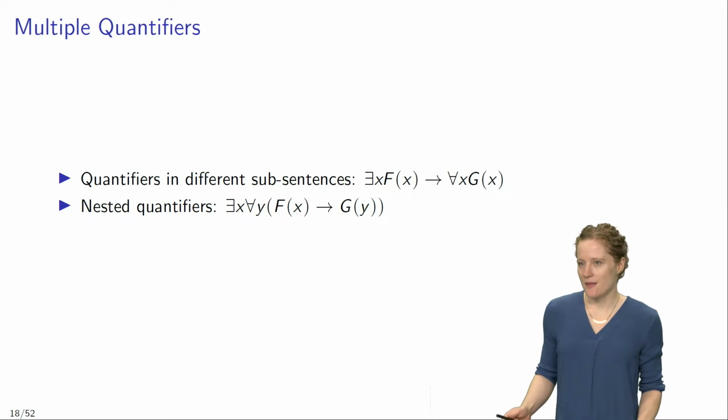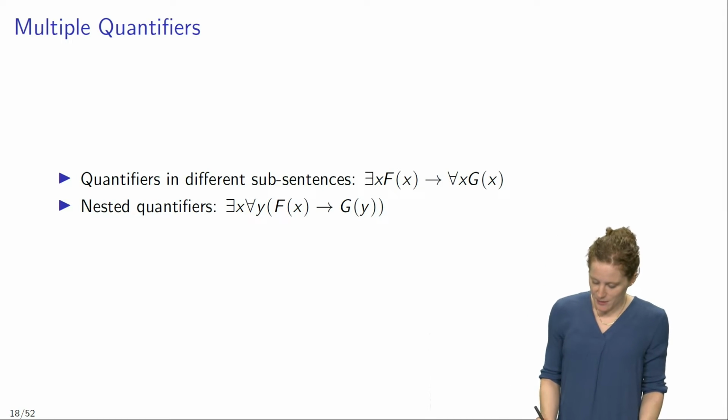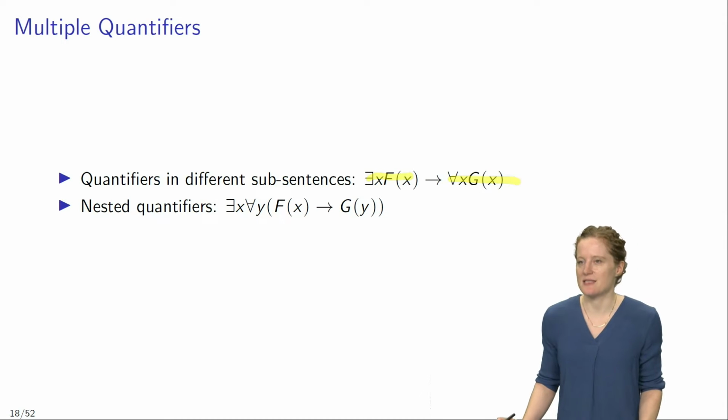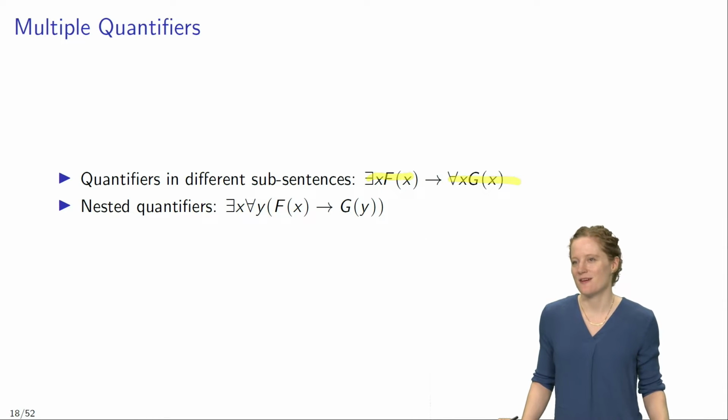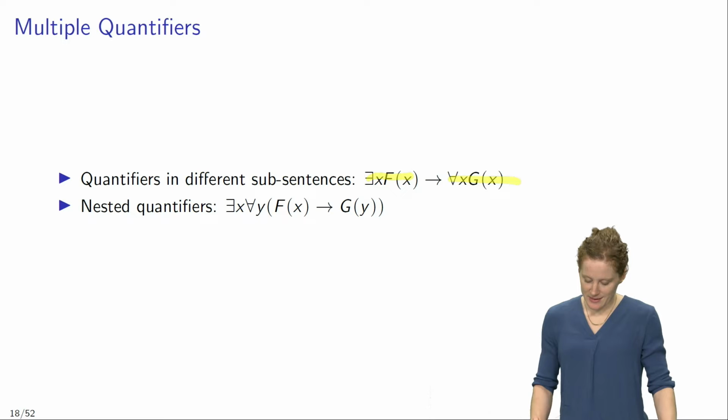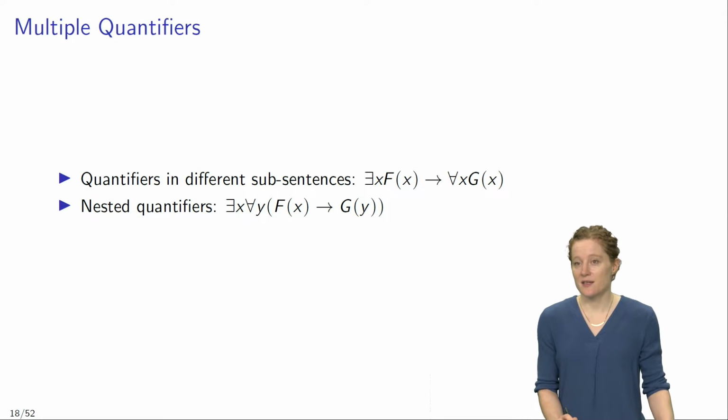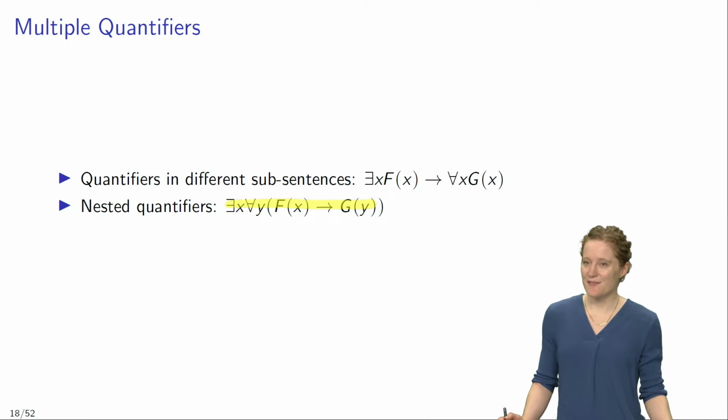Sometimes you have a sentence that uses multiple quantifiers where the quantifiers appear in different subsentences. So for example, you can say that there is an x, if there is an x which is F, then all x are G. That's a good FOL sentence. You haven't violated any grammatical rules. Now, in other cases, however, you may have a quantifier that appears within the scope of another quantifier. Or in other words, you may have sentences with nested quantifiers. So here's an example. There is an x such that for all y, if Fx, then Gy.